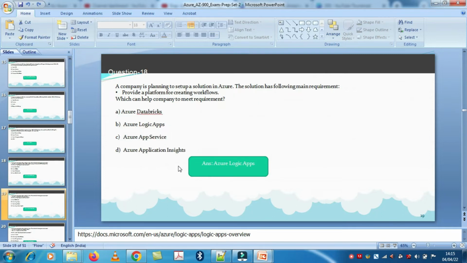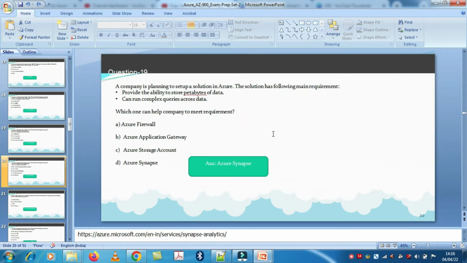Now moving to the next question: a company is planning to set up a solution in Azure. The solution has the following main requirement: provide a platform for creating workflows. Which of the following do you think meets the requirement? You need to create a workflow. To create a workflow, there is something called Logic Apps in Azure. There are different services in Azure. So if you want to create a workflow, that is your Azure Logic App.